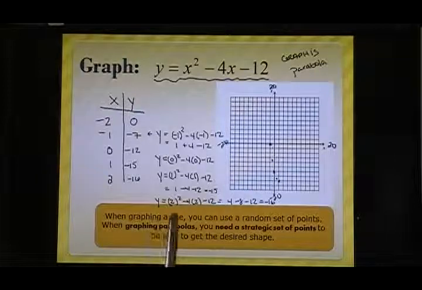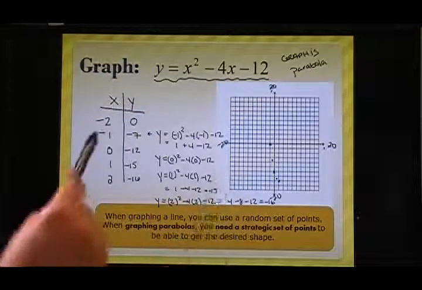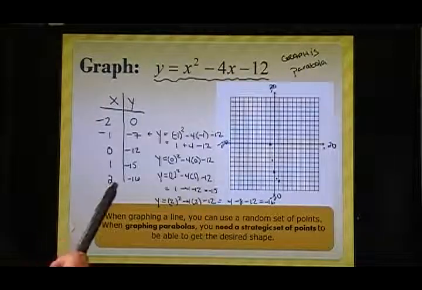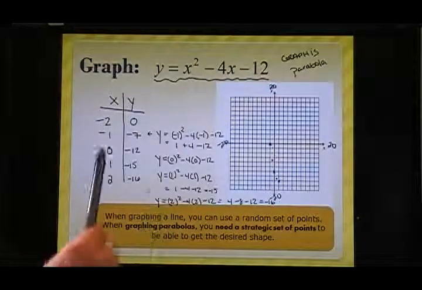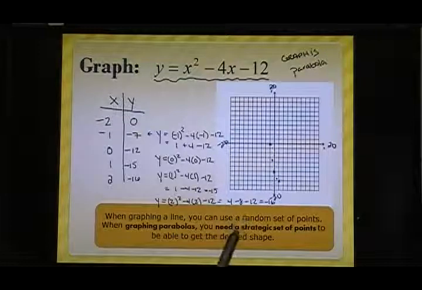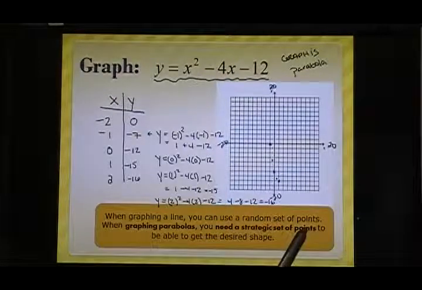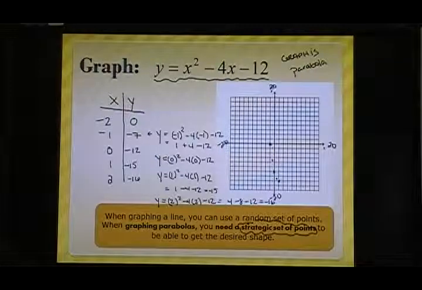When you're graphing a line, you can, and so we often picked these numbers because they're small and easy to work with. Unfortunately, when we're graphing parabolas, we can't just do a random -2, -1, 0, 1, 2. What we need is a strategic set of points to be able to get that desired shape. So in terms of a parabola, the strategy is going to revolve around that vertex. Always find the vertex first.